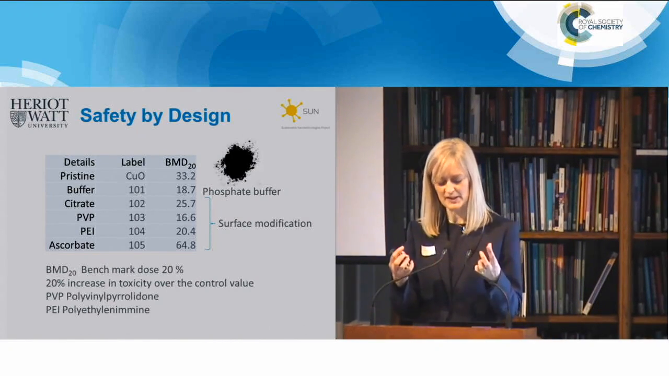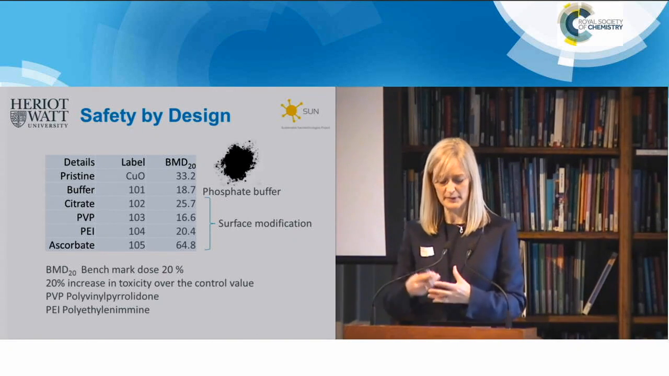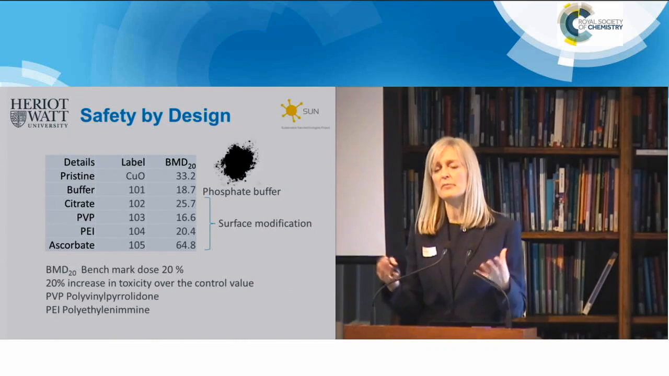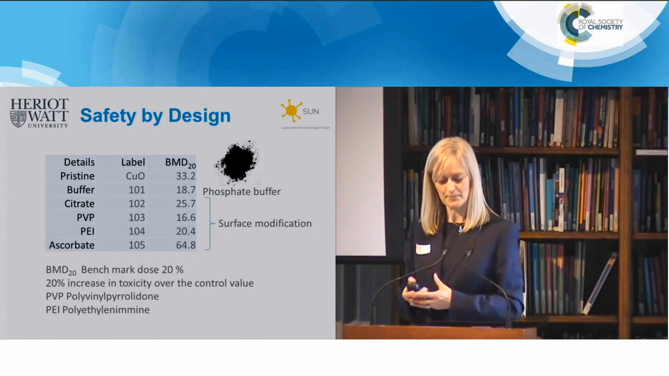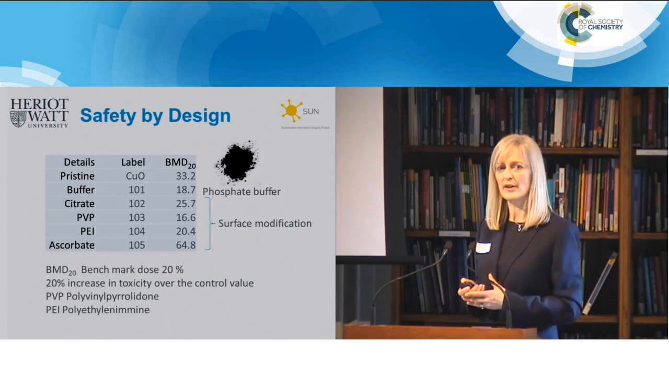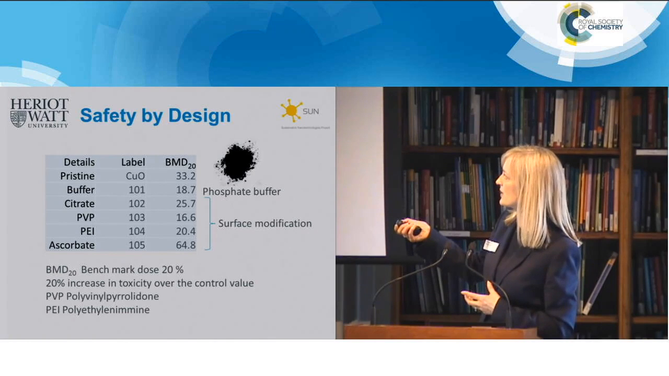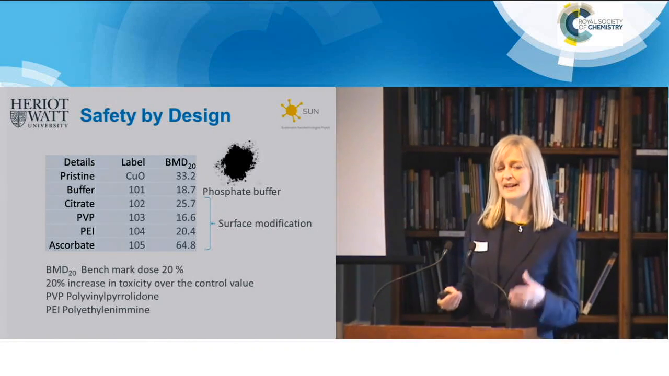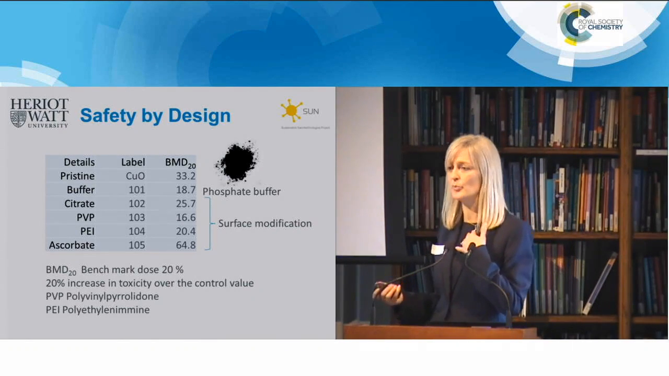But people are still exposed to the pristine nanomaterial. Lots of people are going to be exposed in an occupational setting to the powder when it's being made and when it's being formulated. So could we modify the toxicity? So could we make it safer by design? So we worked with the chemists to come up with a number of different coatings. Here's some citrates, some different polymers, and we actually suggested ascorbate, which is an antioxidant found in the lung lining fluid, so found naturally in the body.